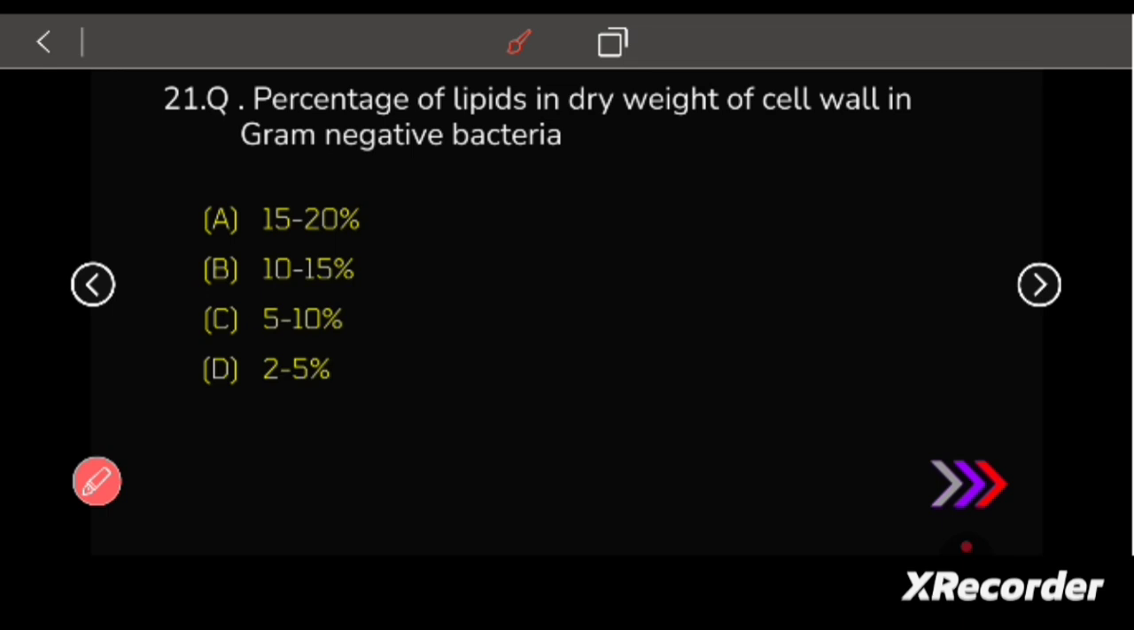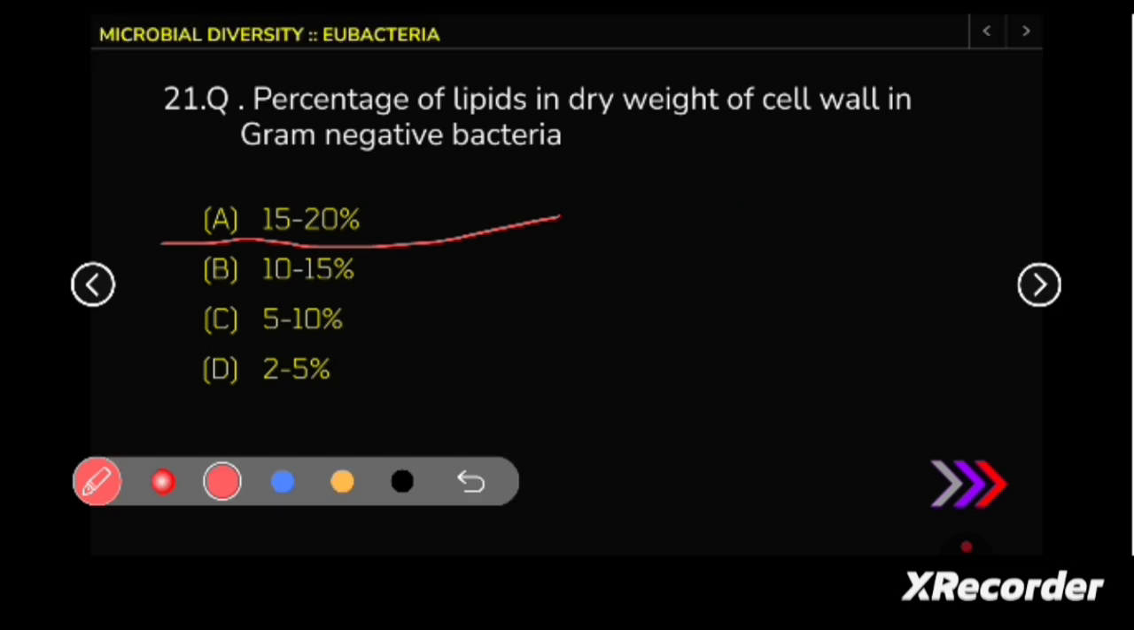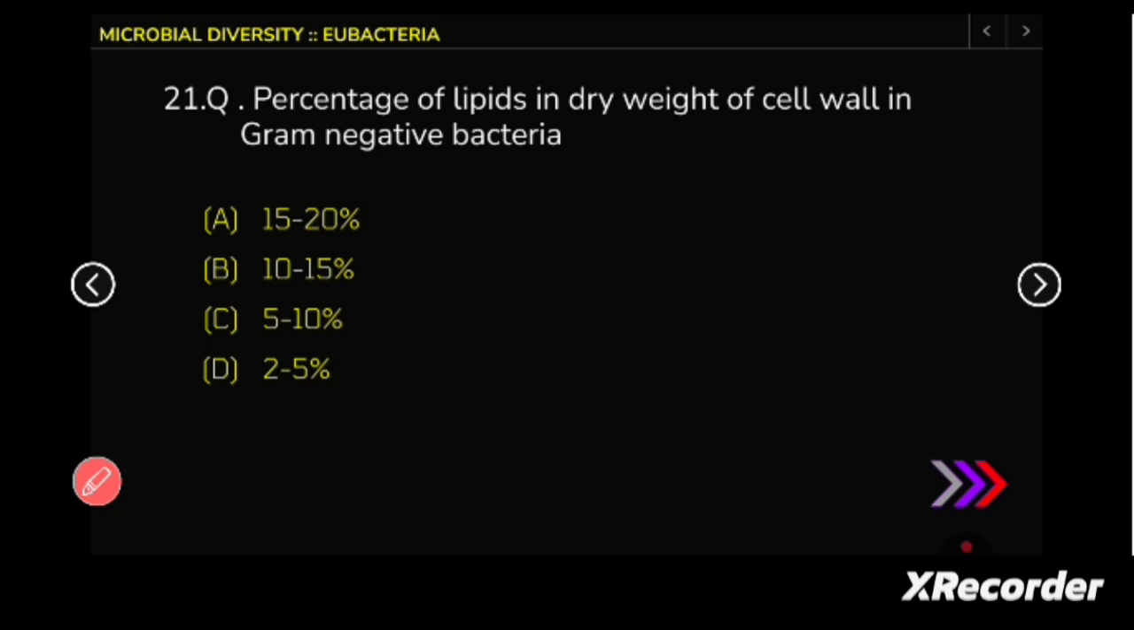Question number 21. Percentage of lipids in dry weight of cell wall in gram-negative bacteria. A. 15 to 20%, B. 10 to 15%, C. 5 to 10%, D. 2 to 5%. Percentage of lipids in dry weight of cell wall in gram-negative bacteria is 15 to 20%. Answer is A. In gram-negative cell wall, lipid content is very high. It is 15 to 20% in total cell wall material.